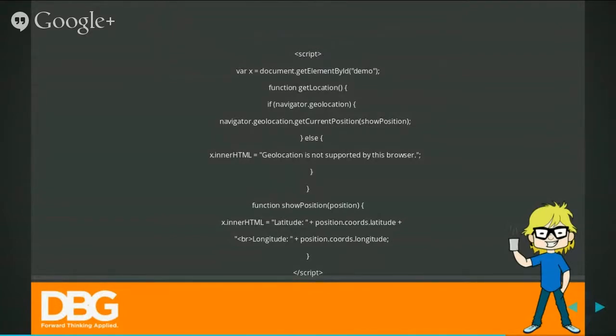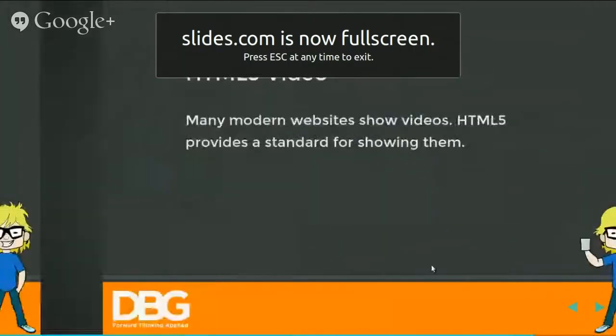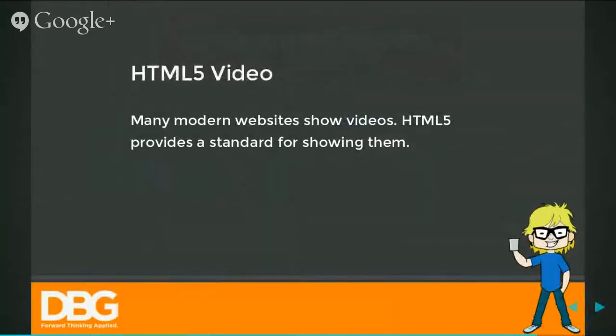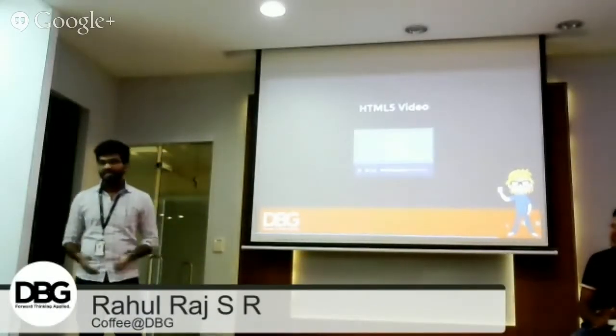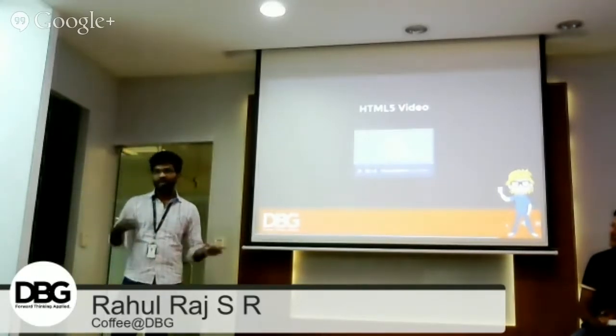So another feature, or we can say a tag, is the video tag. In the previous versions of HTML, if you wanted to show a video in our browser, we needed to do a lot of stuff to make it work. We needed to embed that code. We needed to set some parameters to make it work.